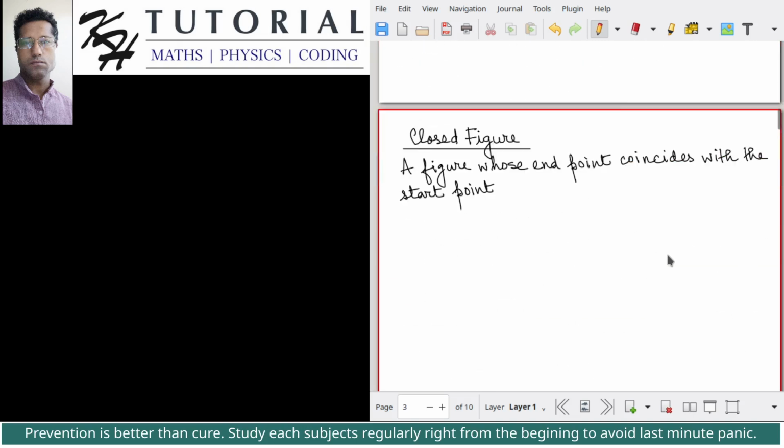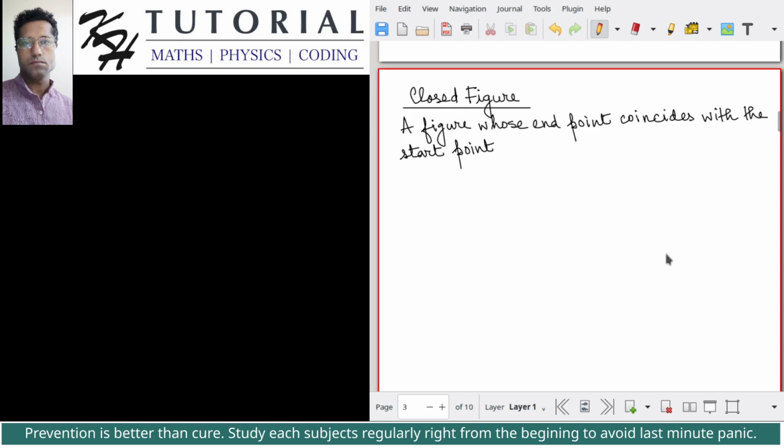Let's see what is a closed figure. A closed figure is a figure whose end point coincides with the start point. So if you draw a figure where the start point and the end point are the same, that is, after drawing the figure you ended at the point where you started from, it is a closed figure. For example, this is a closed figure, as this point is both the start point and the end point.